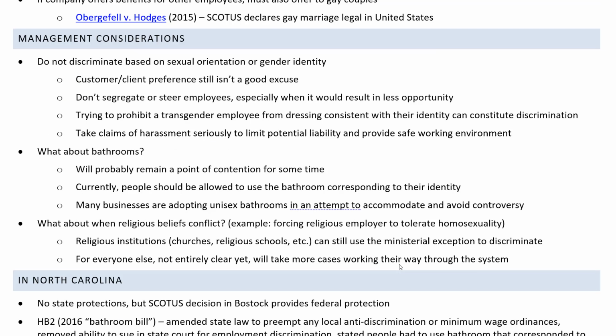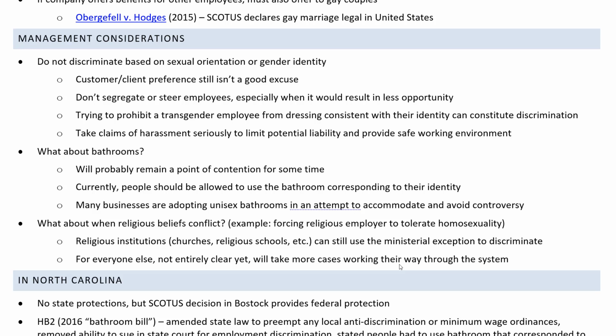So management considerations. If I'm a business owner or manager and I'm trying to navigate this environment here, what do I need to consider? So one is don't discriminate based on sexual orientation or gender identity. Customer and client preference still isn't a good excuse, although it's the kind of thing that people try to use as an excuse a lot, saying, well, my customers don't want to see a gay man working in the front office or something like that.